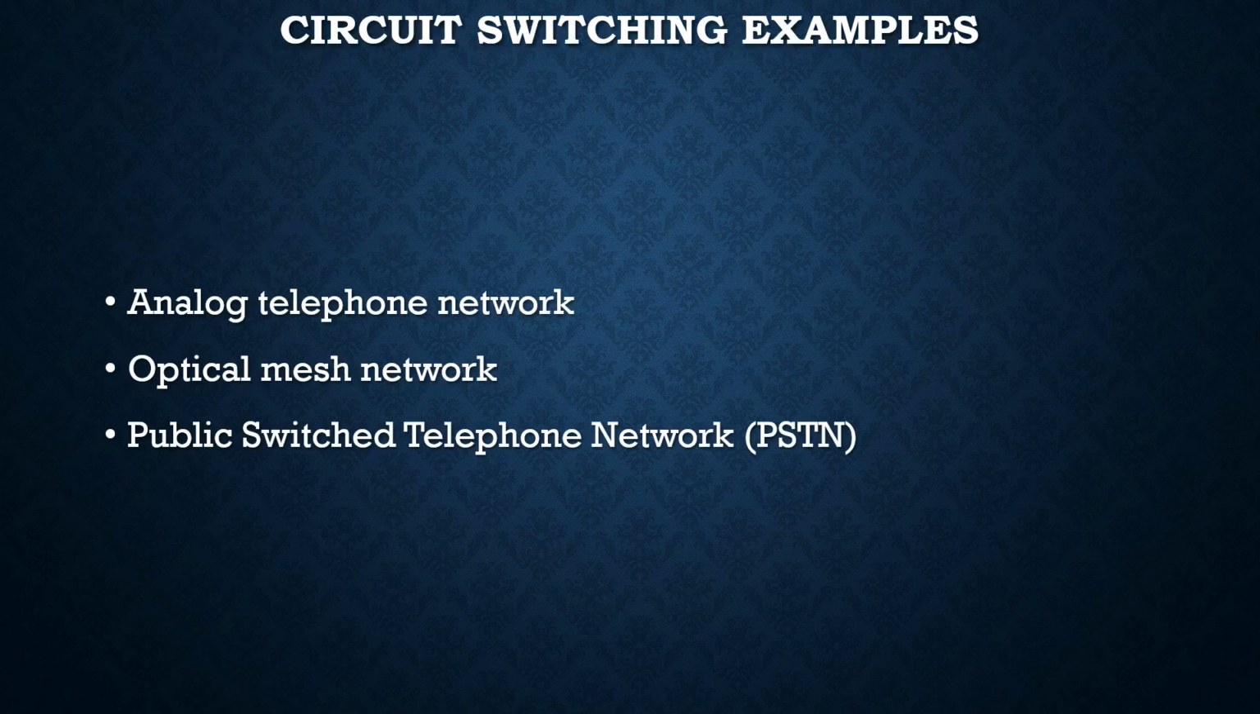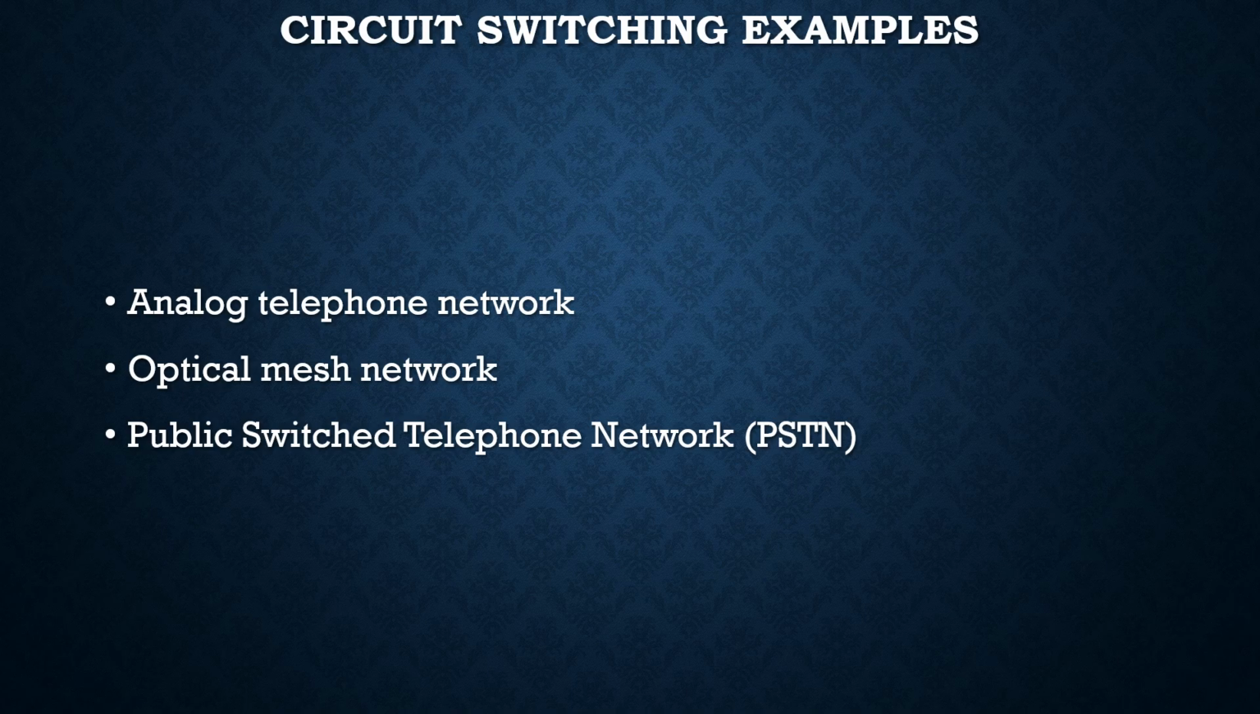Let us see some examples of circuit switching networks: public switched telephone network, optical mesh network, ISDN, B channels, circuit switched data, high speed circuit switched data. These are some of the basic examples of circuit switching.